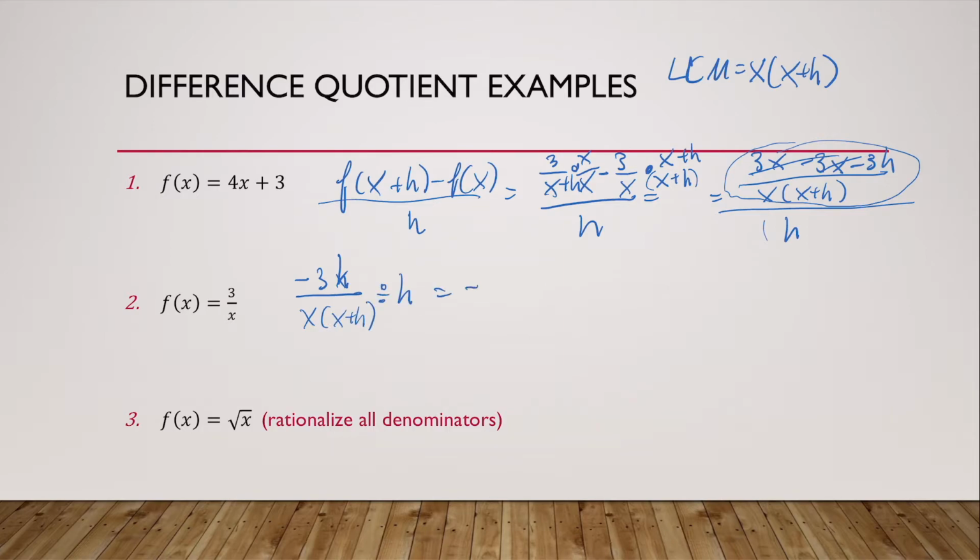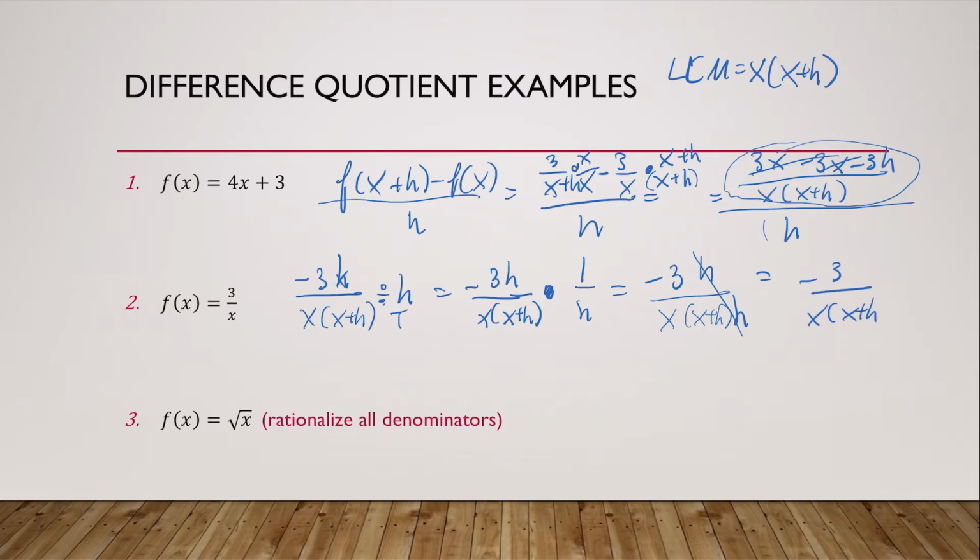Now remember, when we divide fractions, we keep the first fraction the same. We change from division to multiplication, and we flip the second fraction. So I get negative 3h over x times (x plus h) times h. Those h's cancel, and I am left with negative 3 over x times (x plus h).